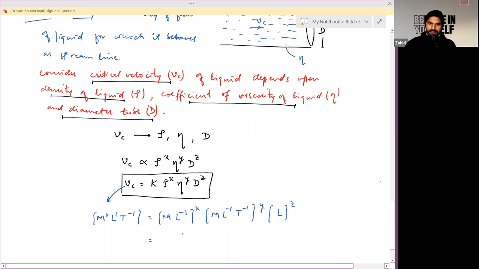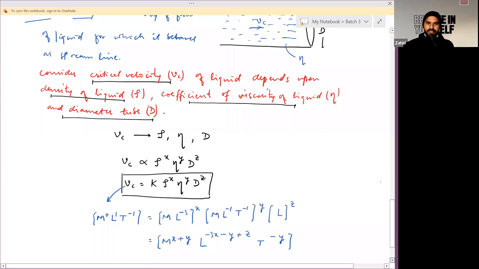Now take out the exponents of the same term together. We have M to the power 1 to the power x, so it will be x, and in this part it will be y. L having exponent -3 will give -3x, this part will be minus y, and this part will be plus z. And last, for T, it will have minus y only.